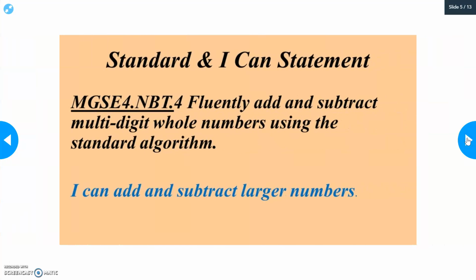Okay, the standard and the I can statement. The standard is MGSE4.NBT.4. Fluently add and subtract multi-digit whole numbers using the standard algorithm. And the I can statement is I can add and subtract larger numbers. So basically today, your assignment focuses on addition. You're going to just focus on adding large numbers. And tomorrow we will focus on subtracting large numbers.